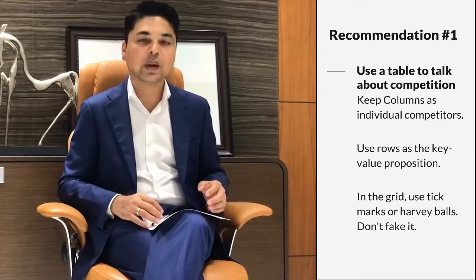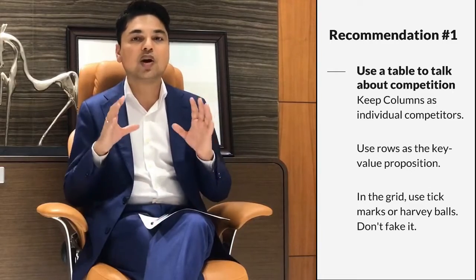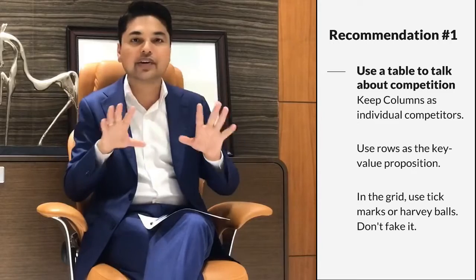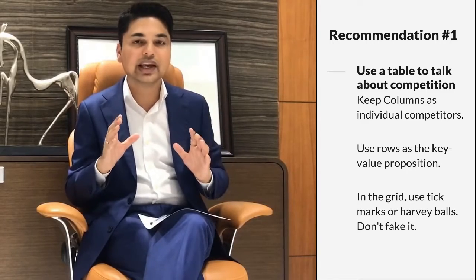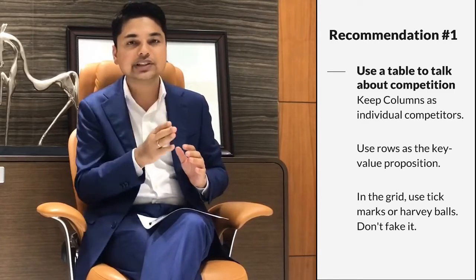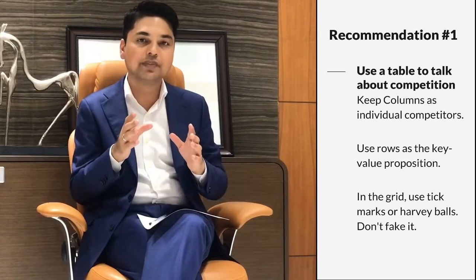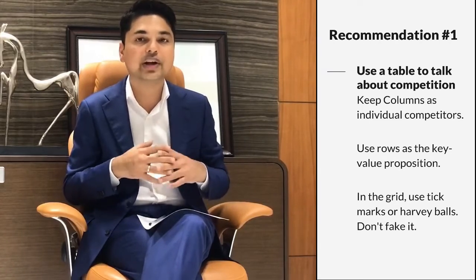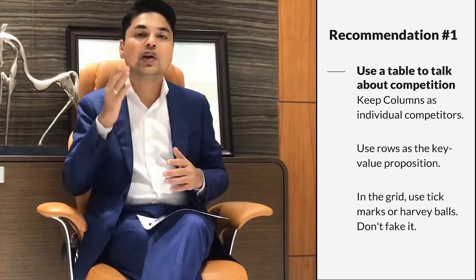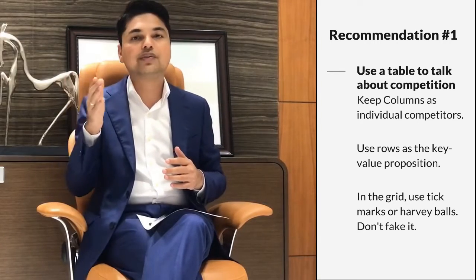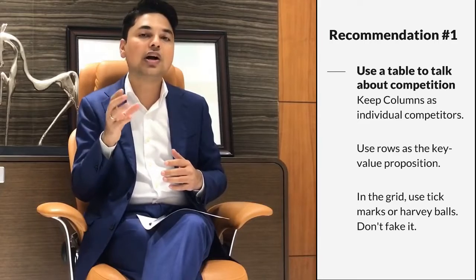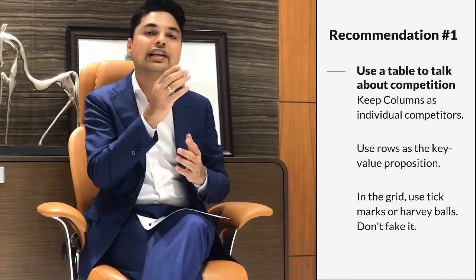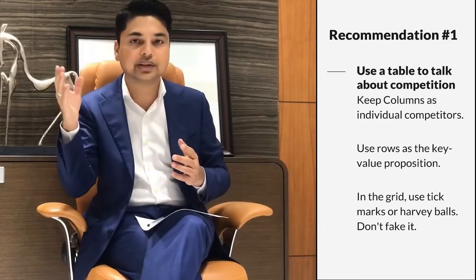Recommendation number 1, use a table to talk about your competition. No magic quadrant, no Venn diagram, use a table. In the table, the first column is you as a company and all the other columns are potential or existing competition. When you're sorting the competition from left to right, talk about your most critical competition at the left and the least critical competition at the right.